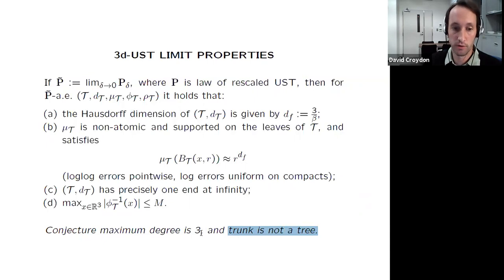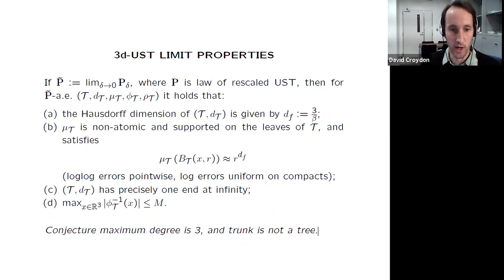It's almost more interesting to look at the differences between the dimensions. We suspect that the trunk, the part of the tree that's not the leaves, in this case is not a tree. Namely, the intersections in 3 dimensions don't only happen at the leaves. Somehow the trunk itself can intersect with other vertices. So this is quite different topologically in this case.